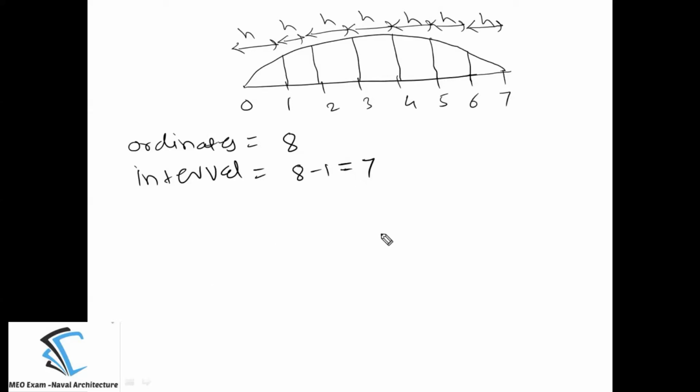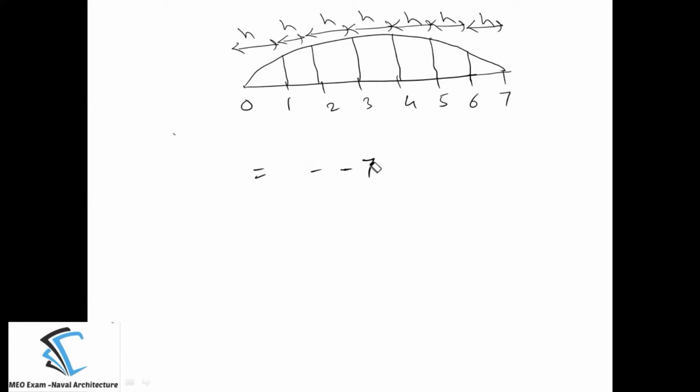Now you can see 7 is neither divisible by 2 nor by 3. Then which rule is applicable? How are you going to use the Simpson's rule here? That you have to understand first. So if this is the condition, how to use the Simpson's rule, we will discuss that now.